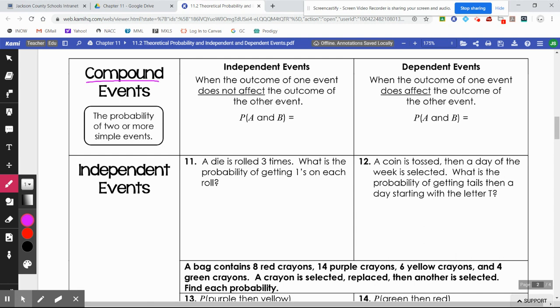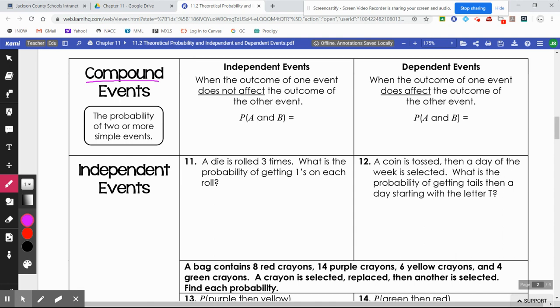However, the example I gave you earlier about rain outside and the likelihood that somebody's carrying an umbrella, those would be dependent events. The probability of that second event happening increases as the first event increases.